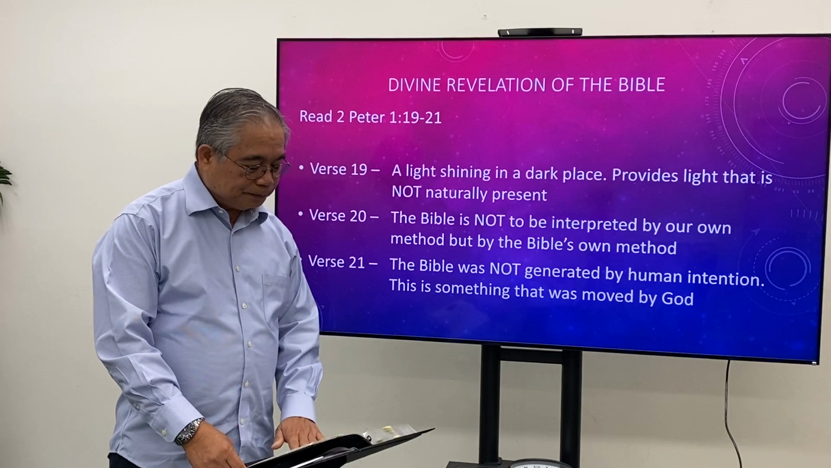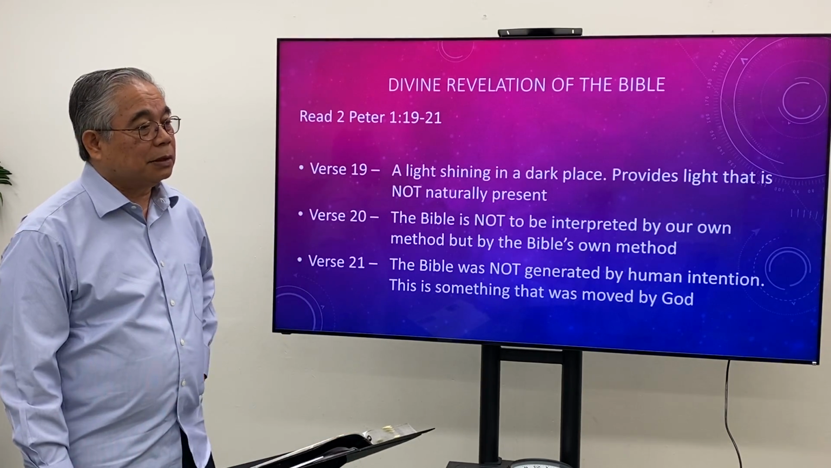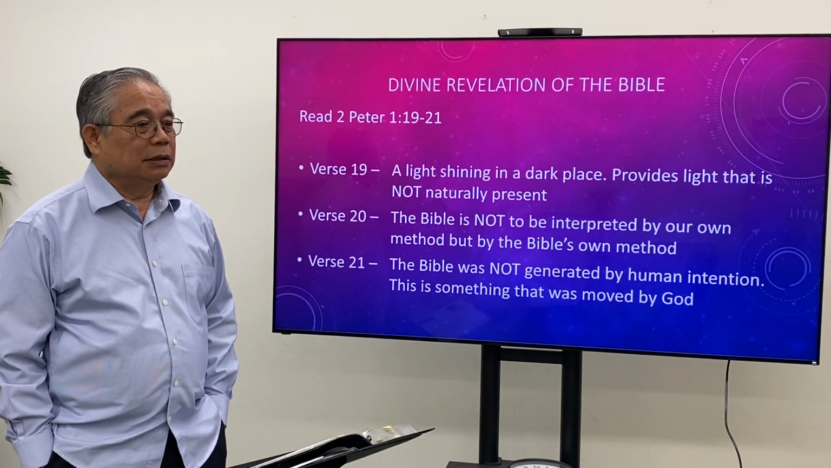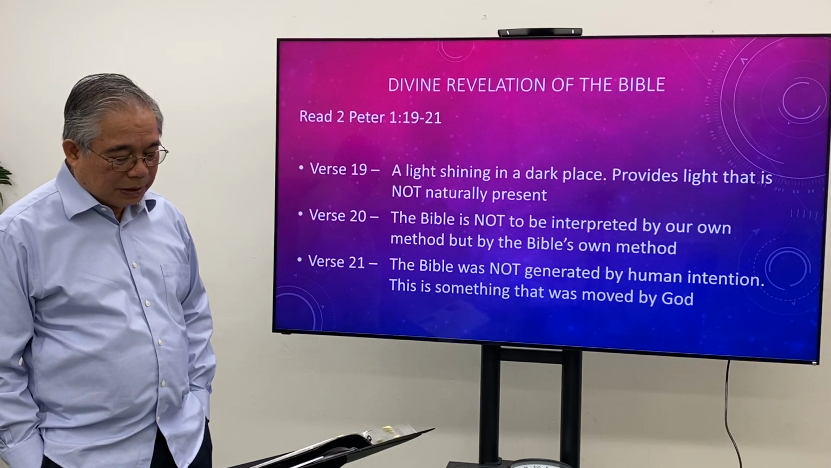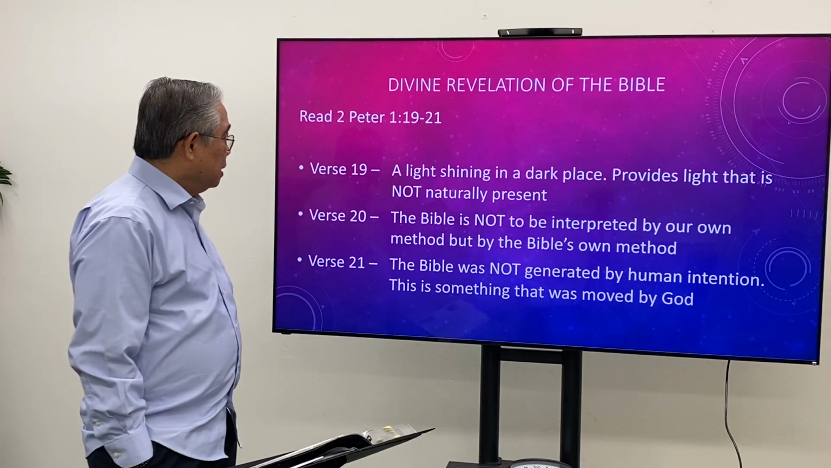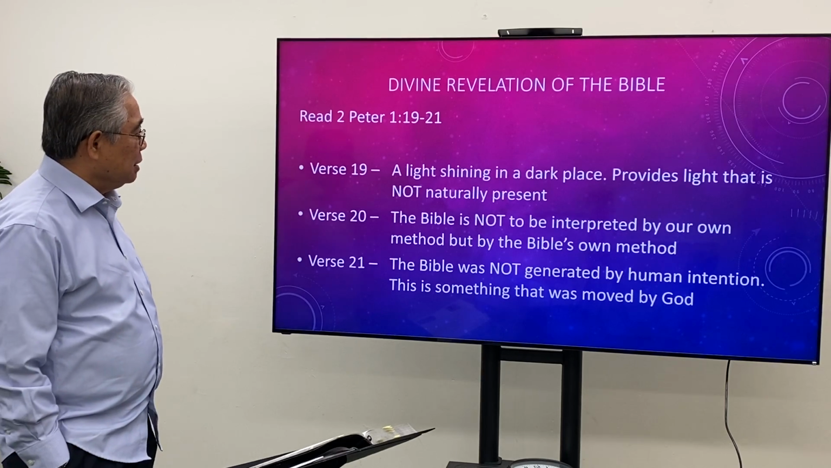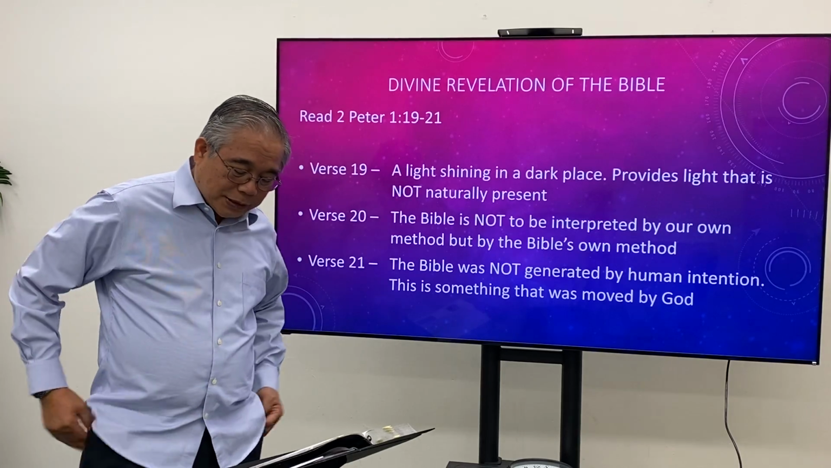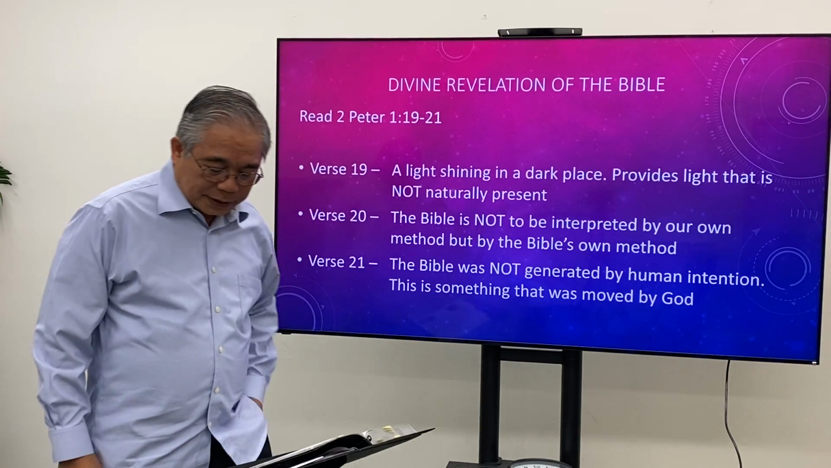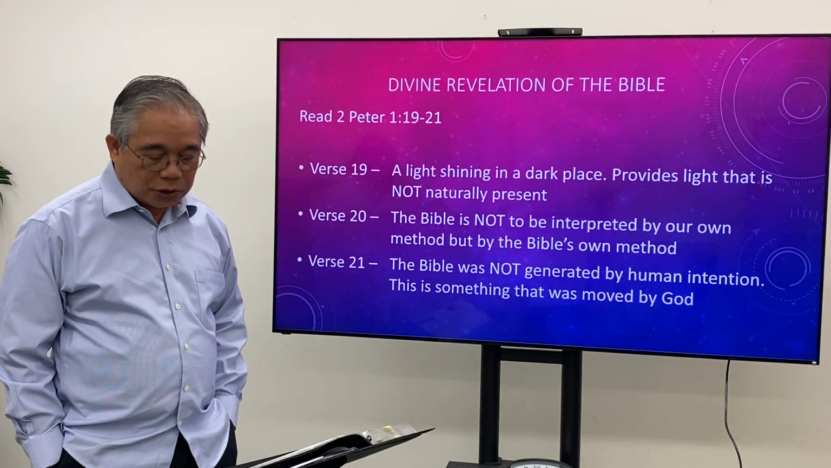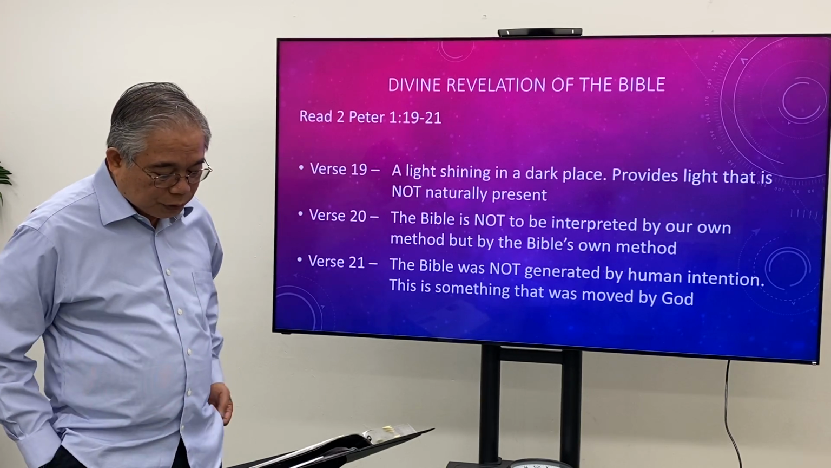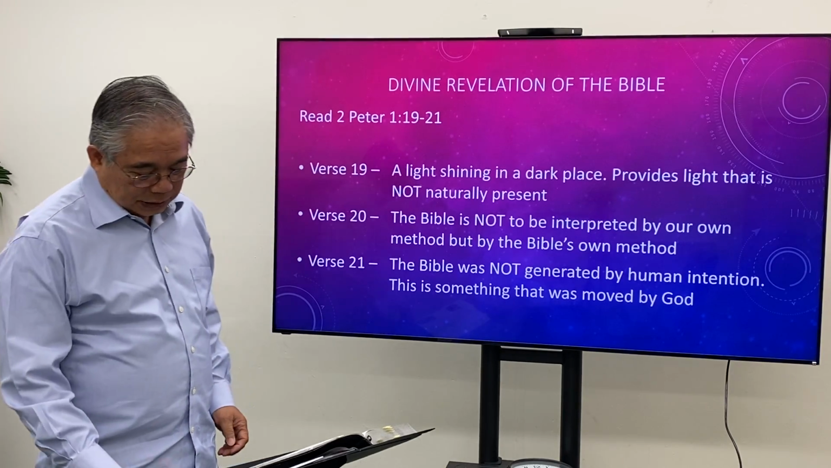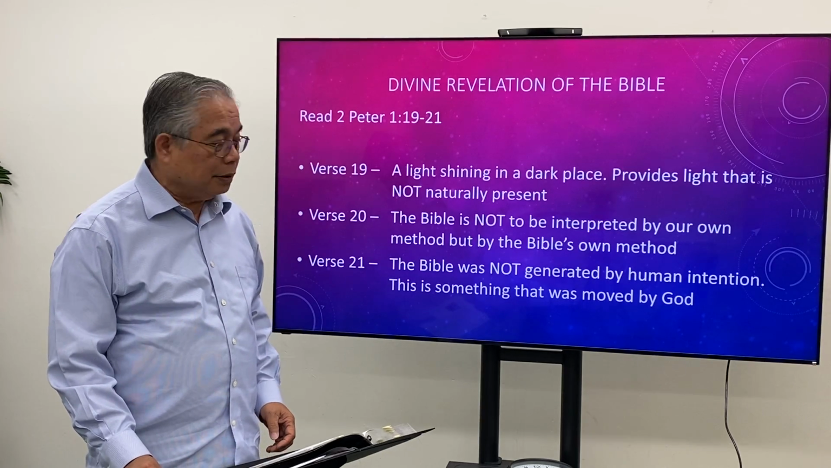So verse 19, we're reminded of last week's Psalm, where it says, "Your word is a light unto my path." It has a similar connotation here in verse 19. A light shining in a dark place provides light that is not naturally present. In verse 20, the Bible is not to be interpreted by our own method, but by the Bible's own method. And in verse 21, the Bible was not generated by human intention. This is something that was moved by God.